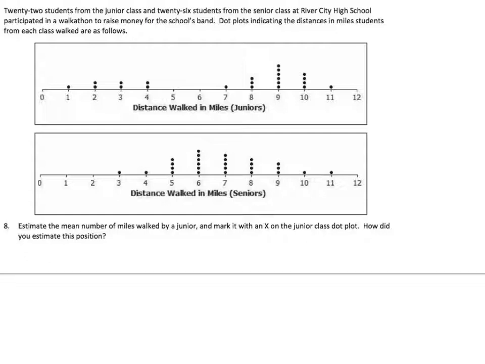22 students from the junior class and 26 students from the senior class at River City High School participated in a walkathon to raise money for the school's band. Dot plots indicating the distances in miles students from each class walked are as follows. Estimate the mean number of miles walked by a junior and mark it with an X on the junior class plot. How did you estimate the position? I don't know. I guesstimated. We're going to go with right there.